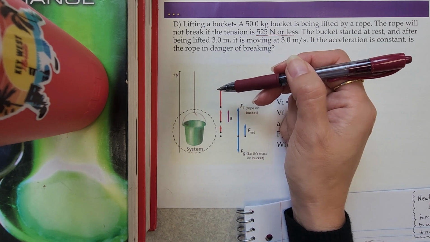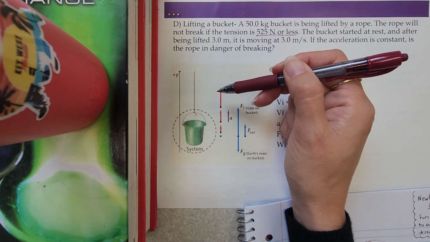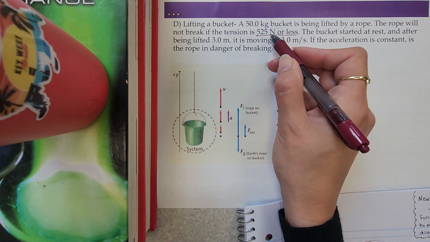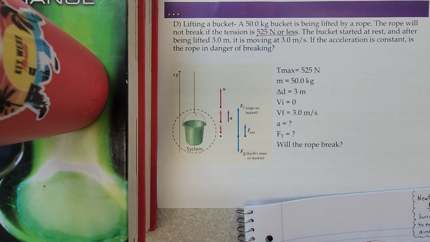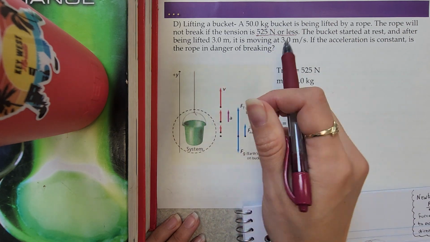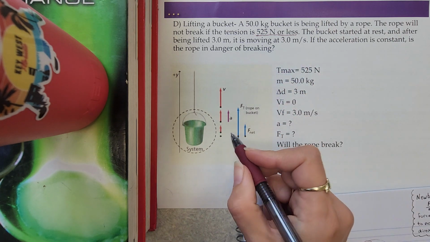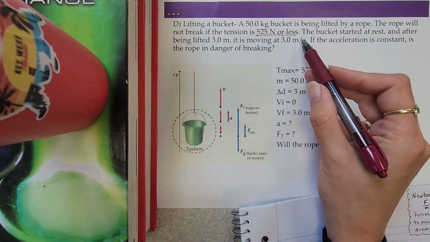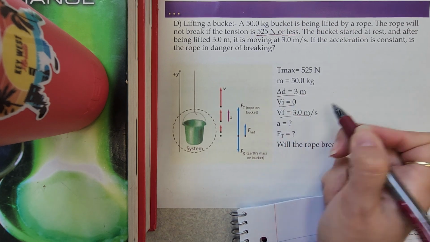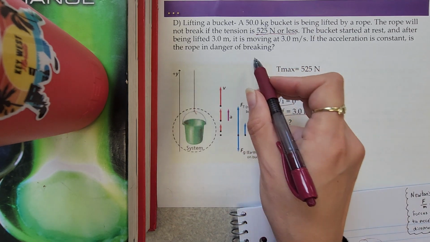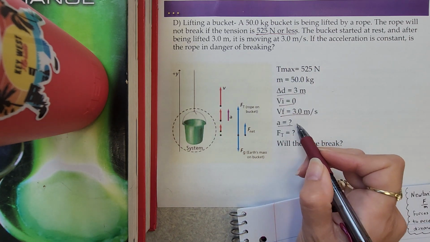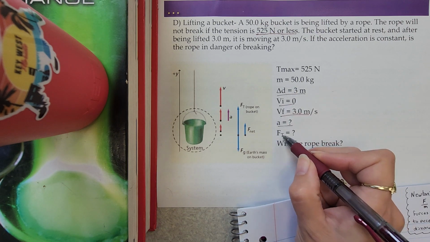And that's the thing about ropes, strings, springs, chains. When you purchase these, they each have ratings based on how much weight they can pull. So the bucket starts at rest, and after being lifted 3 meters, it's moving 3 meters per second. So starting at 0 and reaching 3 meters per second. If the acceleration is constant, is the rope in danger of breaking? We want to find the acceleration, and when we get the acceleration, then we can multiply that by the mass to get the force of tension.